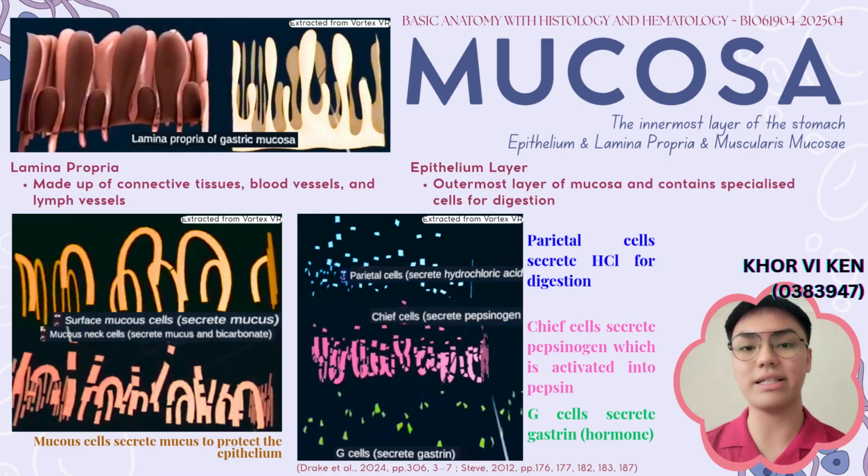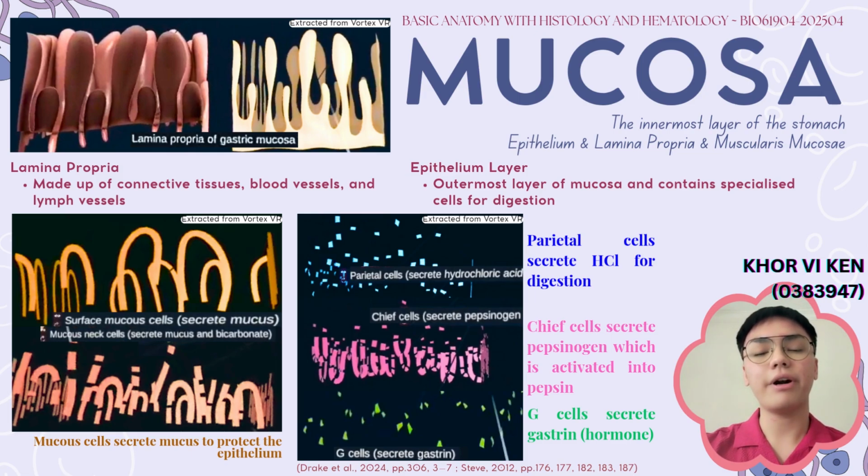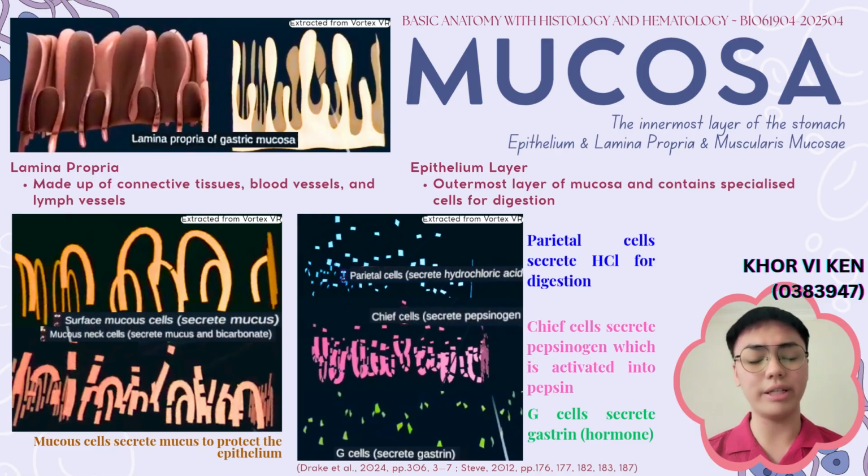First up is the mucous cell, and it is divided into surface mucous cell and also the neck mucous cell. By its name, we know that it secretes mucus to protect the epithelium. Next up, we have the parietal cell, which is labeled in blue color here, and it is used to secrete hydrochloric acid, or for short HCl, to help in digestion. Hydrochloric acid will break down larger food particles into smaller ones so that it is easily absorbed by the small intestine after that.